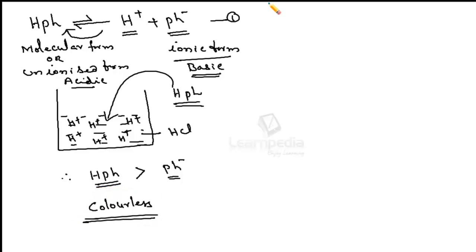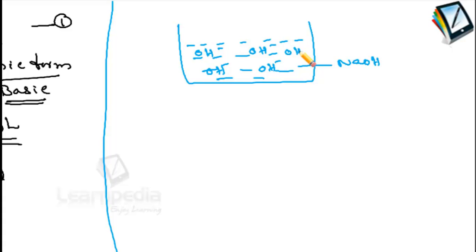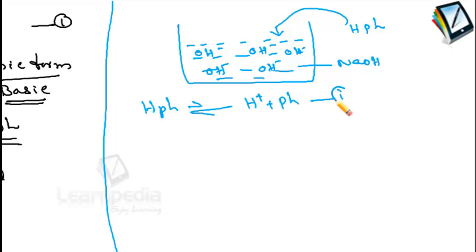Now what happens if a drop of the same phenolphthalein is added to the aqueous solution of NaOH? So when you take NaOH solution, this solution will contain a large excess of OH minus ions. Now if a drop of phenolphthalein is added to this, as we know that phenolphthalein is in an equilibrium with its ionic form and H plus, we have the system HPh giving H plus plus Ph minus.